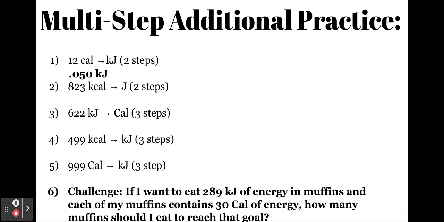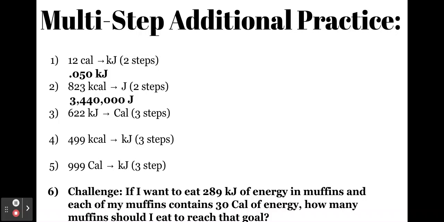Number 2 is also a 2-step problem. So you're going from kcals to joules. So you'll go kcal, calorie, joule, and that'll get you 3,440,000 joules. And you could also write that in scientific notation, which would be 3.44 times 10 to the 6th, which might make it a little easier instead of writing out that long number.